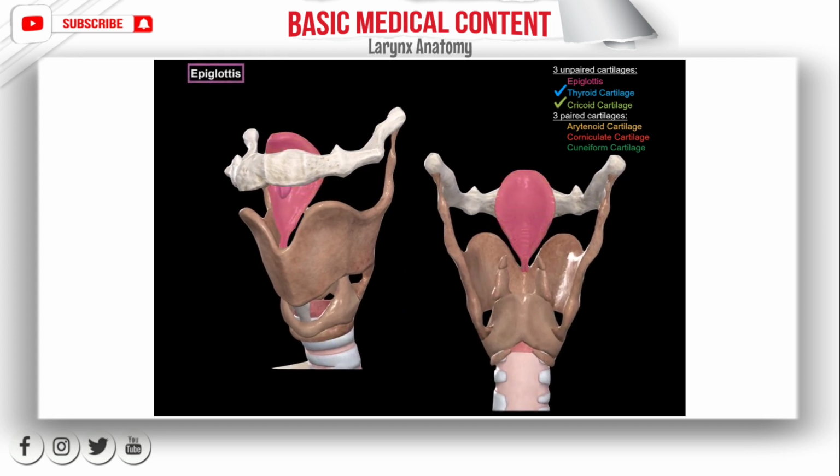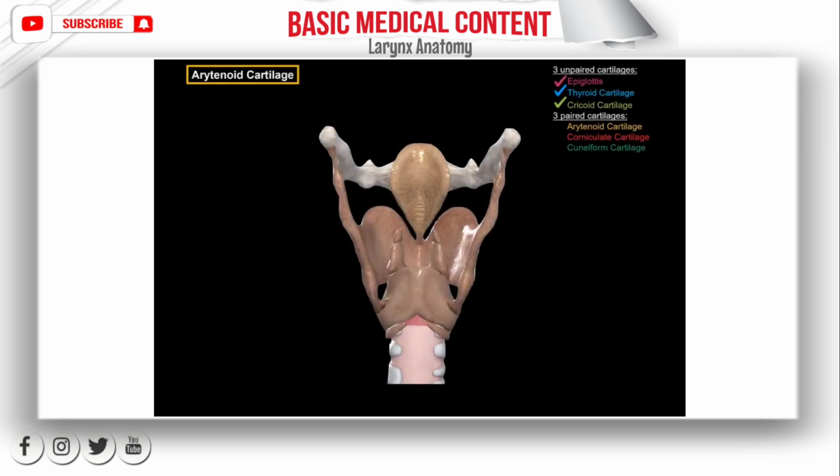It doesn't really have any specific structures of importance for now, but it lies behind the thyroid cartilage and the hyoid bone. And if you look at the posterior view, it mainly attaches to the thyroid cartilage through ligaments. Its function is mainly closing off the respiratory system when you swallow and opening up when you're breathing. So that's the epiglottis.